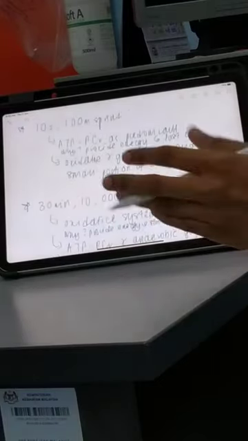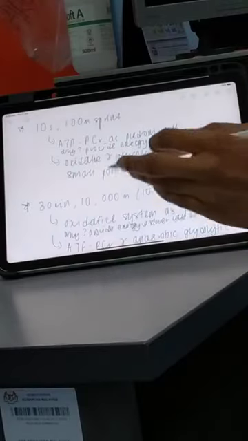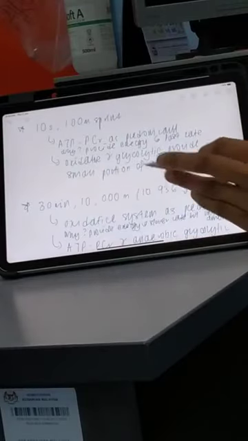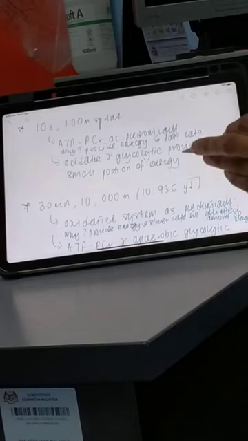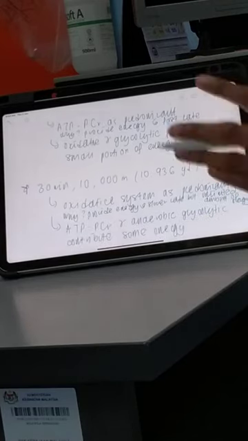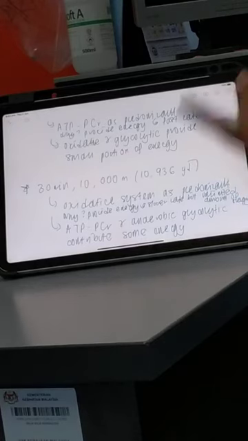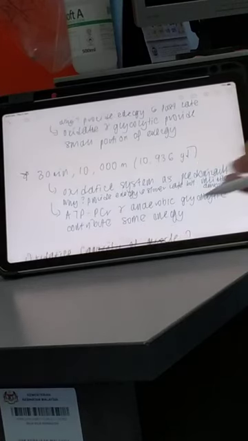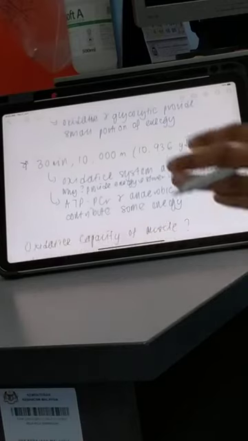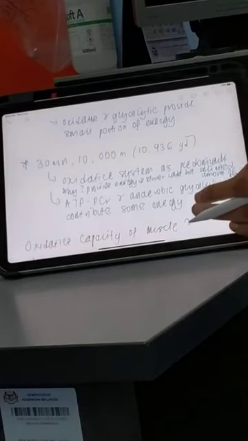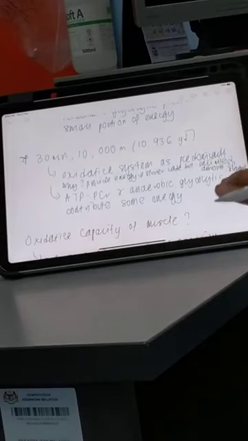Then the next one is a 30 minute, 10,000 meter run, otherwise 10,936 yards. In this case, the oxidative system will be the predominant one. Why? Because it provides energy at a slower rate and can give a lot of energy, I mean an unlimited amount of energy. ATP-PCr and anaerobic glycolysis will contribute some of the energy.